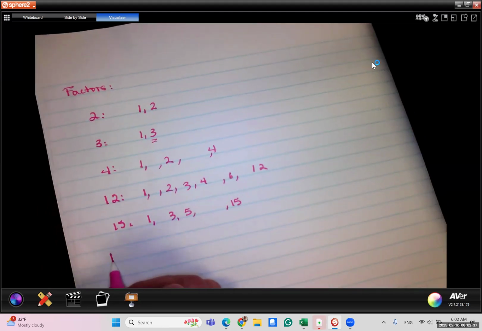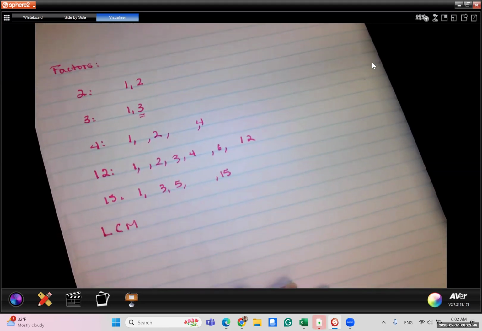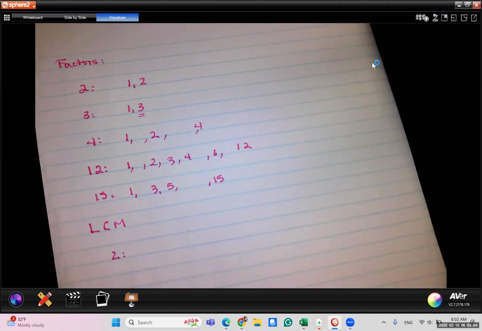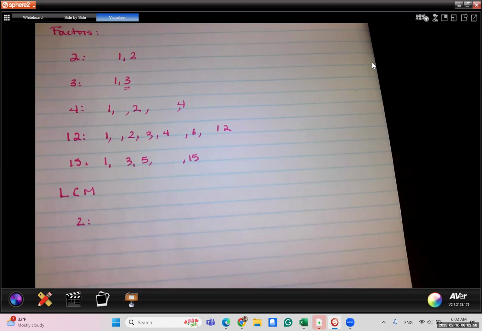Common multiples, however, are different. We're going to work on least common multiple, which means the smallest multiple that 2 numbers have in common. But let's talk about multiples first. Multiples are much easier. Multiples of a number are basically when you multiply a number by 1, 2, 3, 4, and go on. So that means a number has an infinite number of multiples, because you can keep multiplying it.